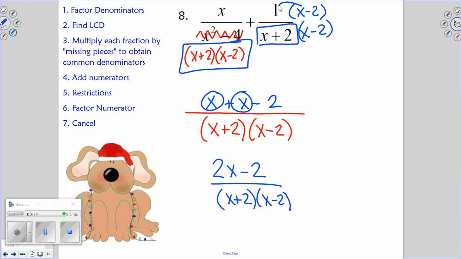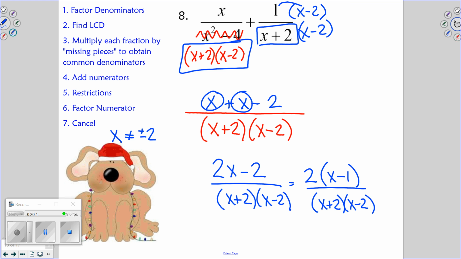Read your papers, right? Step 5, restrictions. So plus or minus 2 on the bottoms. Step 6, can you factor the numerator? Take a 2 out. So I have x minus 1. That's why we just need repetition. We'll see these. They start to flow. They all have the same kind of flow to them. And then step 7, does anything cancel? No. Okay, so I'm done.